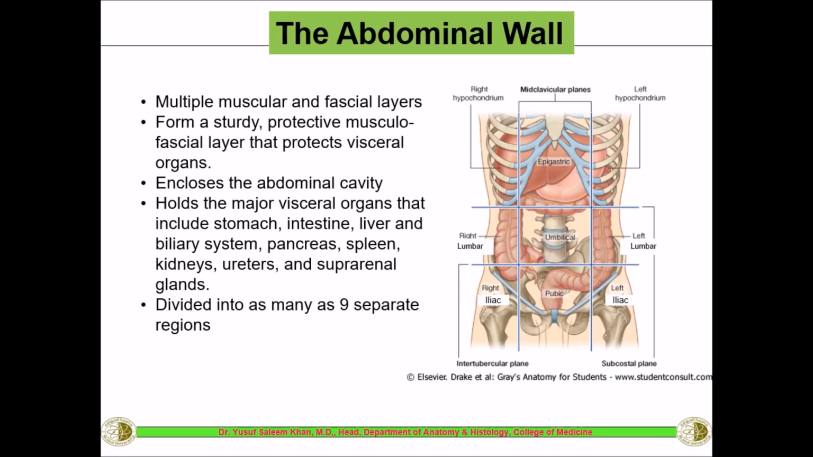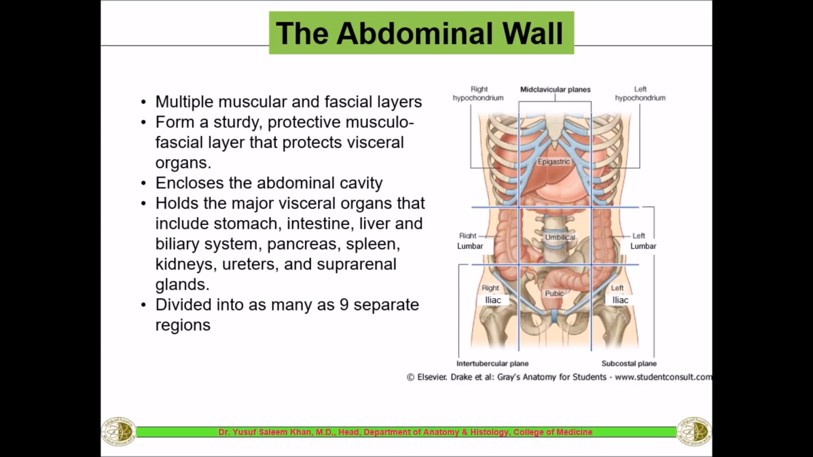To begin with, the abdominal wall is actually divided into two parts, the anterior abdominal wall as well as the posterior abdominal wall. In this lecture, what we will be covering is the anterior abdominal wall. In some other lecture, we'll try to cover the posterior abdominal wall, but in this, as I said before, it will be the anterior abdominal wall. So the anterior abdominal wall is made up of multiple layers of muscles and fascia, which we'll study one by one.